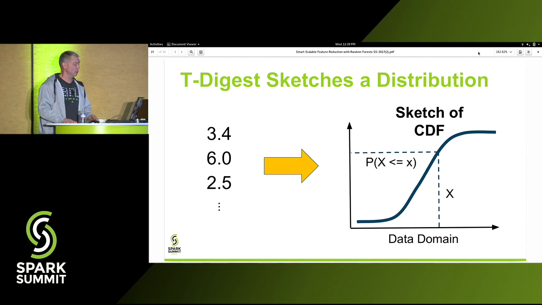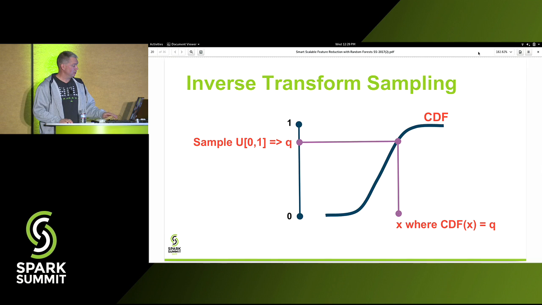Second detour, a brief description of T-digest sketching. A T-digest is a sketching data structure that represents the cumulative distribution function of some data that you give it. In our case, these numbers coming in are going to be feature values. Why would I want one of these cumulative distributions? It turns out that if you have the CDF of a distribution, you can do a trick called inverse transform sampling to actually sample from the corresponding distribution.